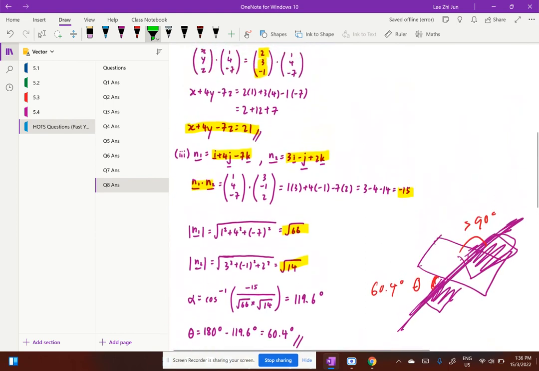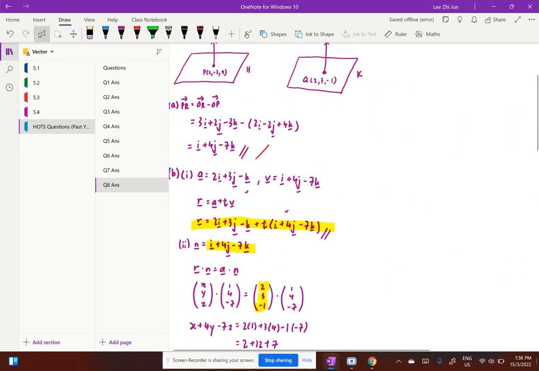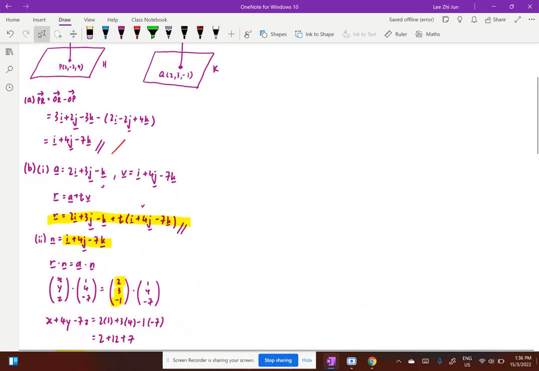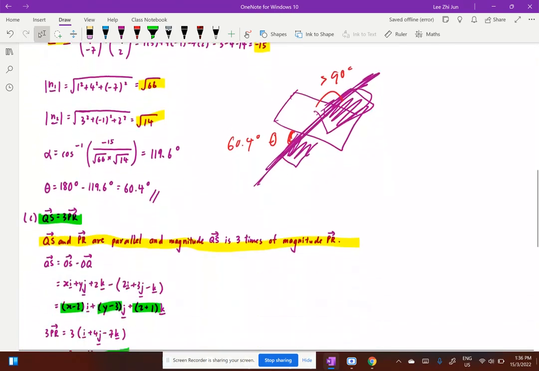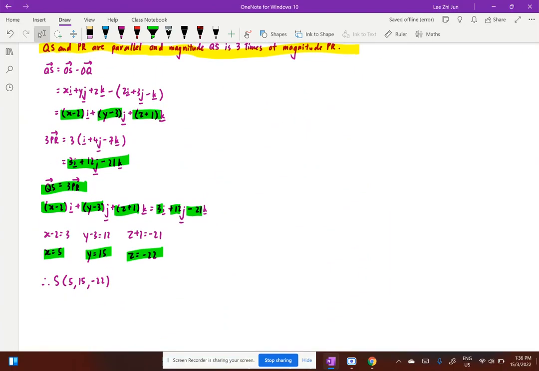Actually, this question is not hard, but it's because it's too long. Because it's too long, it will look like it's hard. Because you know lah, some people don't like to see many words.